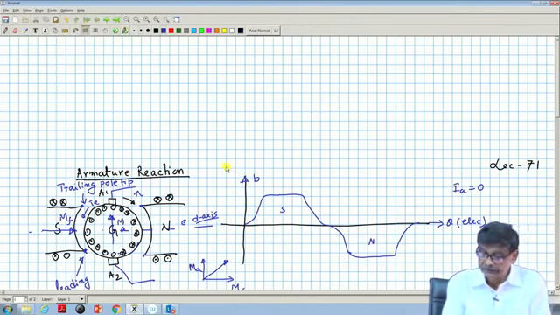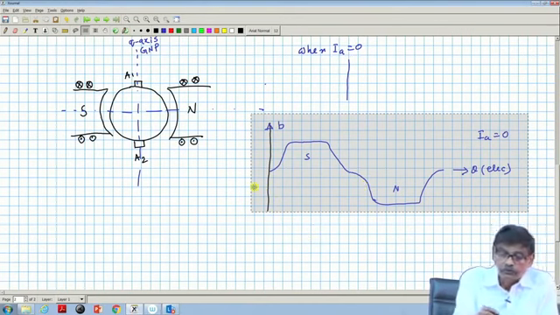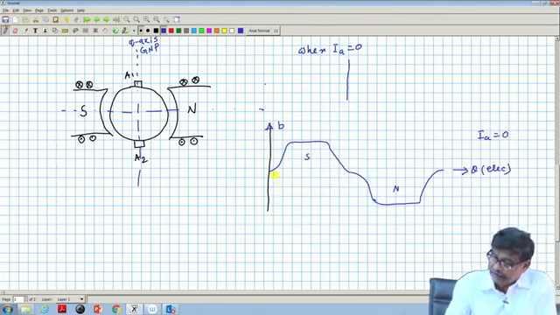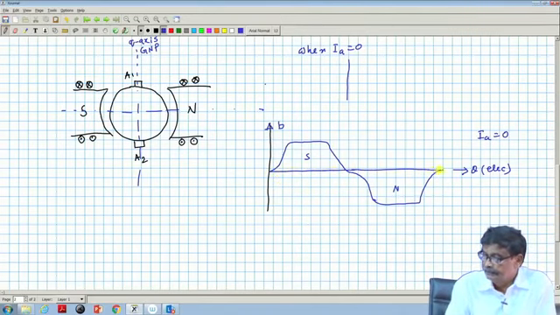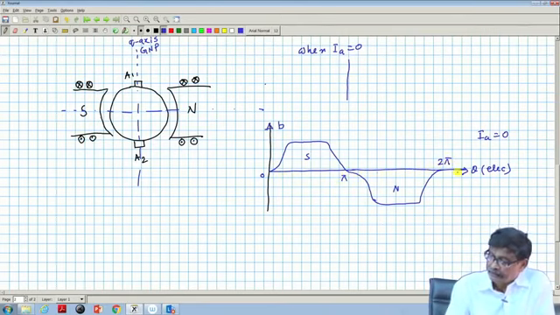So, this is your B distribution. In this case, this is the line along which theta is measured, and what is d axis? D axis is the middle of this: 0, pi, 2 pi or 360 degree electrical.